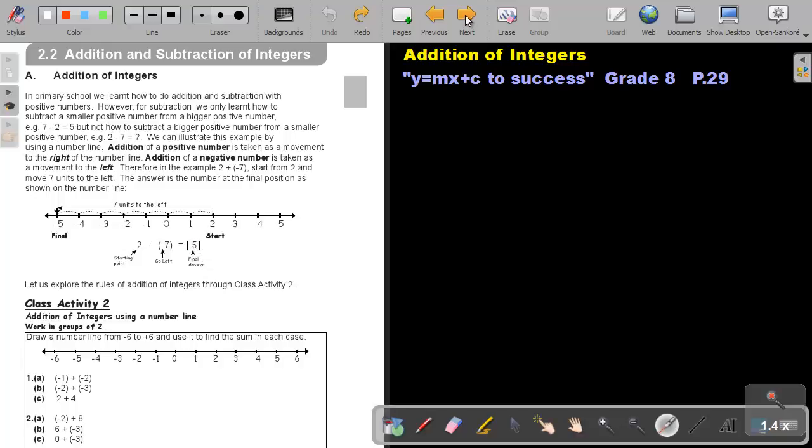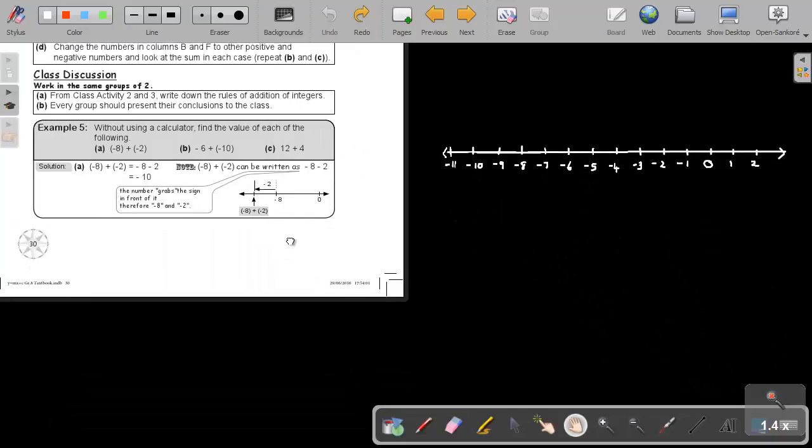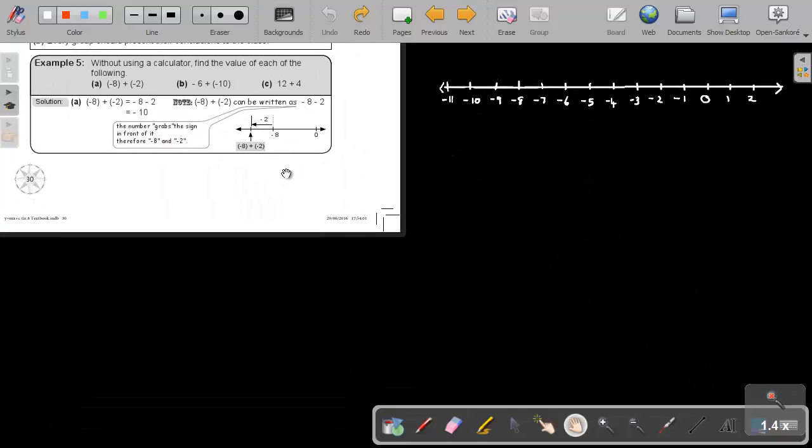Let's look at a few examples. There's a nice example. Without using a calculator, find the value of each of the following. We will first just do A on this page.